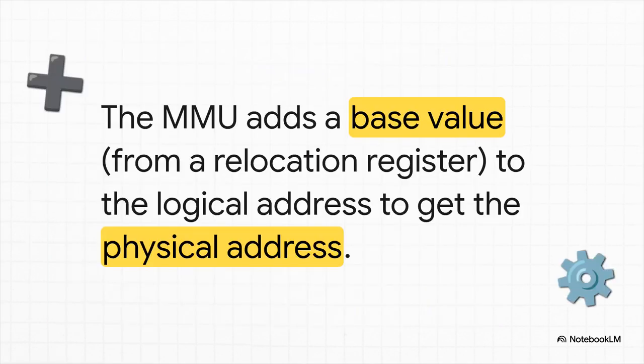To make this less abstract, here's a really simple way it can work. The OS basically tells the MMU, hey, for this process, its starting point in physical memory is, let's say, 50,000. That value gets stored in a special spot called a relocation register. Then, when the program asks for its own logical address, say 100, the MMU just does some quick math. 50,000 plus 100 equals 50,100. And just like that, translation complete.